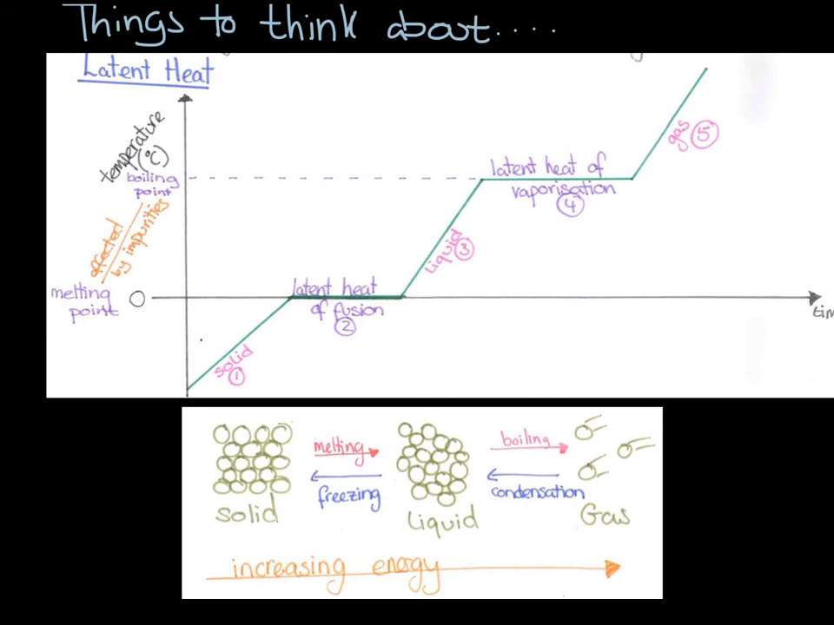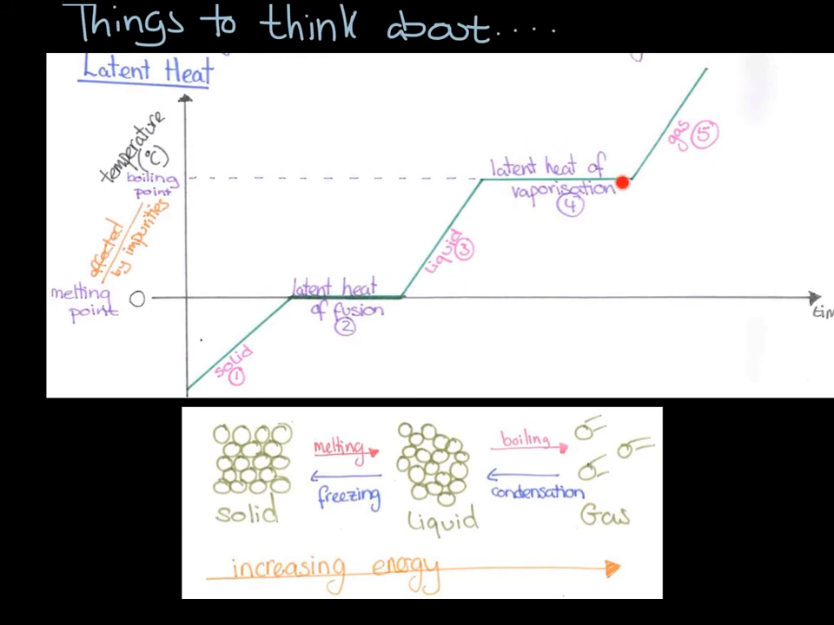So if we go back to our graph and our particle model, we can use the specific heat capacity equation here, and here, and here, but we can't use it here and we can't use it here. So we could calculate the amount of energy added to this solid here to get this temperature change, and the amount of energy added to this liquid here to get this temperature change, and the amount of energy added to this gas here to get this temperature change, but we can't use the specific heat capacity equation here or here.